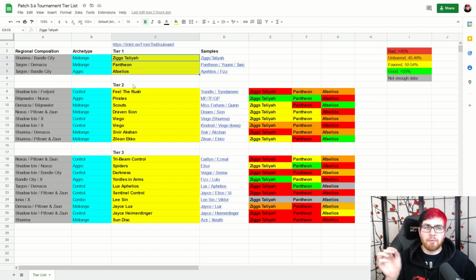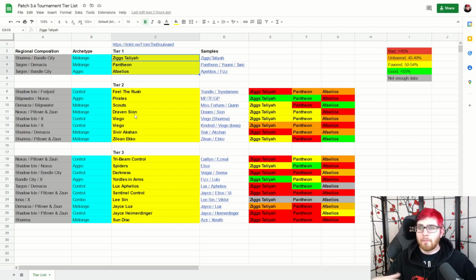And amongst those one-ofs, we found a lot of control, just not a lot of overlap in control, because there's just like 10 different control decks right now. There's Feel the Rush, there's Viego, there's Tribeam, there's Darkness, there's Lux Aphelios, there's Sentinels, there's Jace Lux, there's Jace Heimerdinger. There's just a lot of control decks right now. So that's what the general field is looking like.